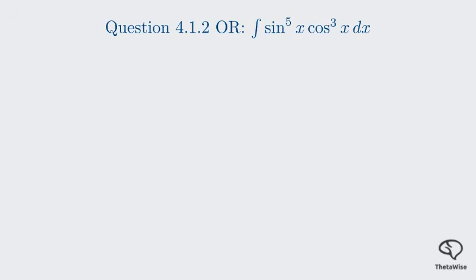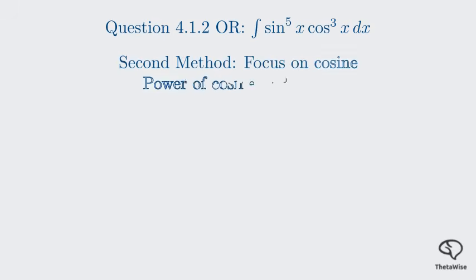Let's revisit question 4.1.2 and explore the second method provided in the memo. This will show us that there can be multiple valid paths to the same solution. Our integral is the integral of sine to the 5th of x times cosine cubed of x dx. In our first method, we focused on the odd power of sine. For this second method, the memo focuses on the odd power of cosine.